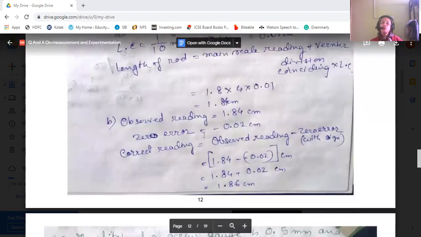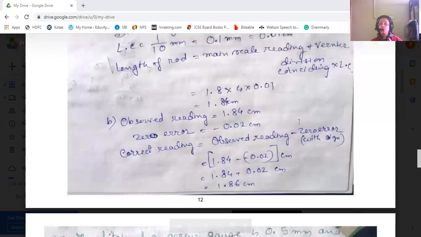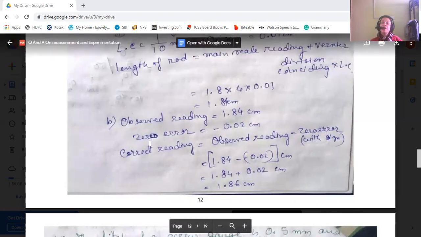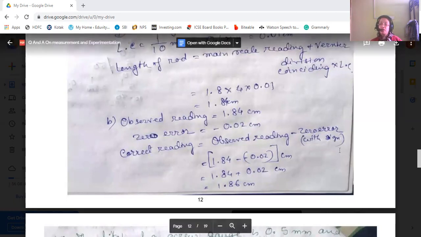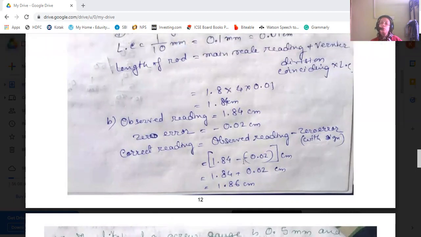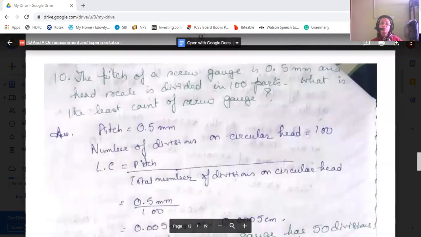But the instrument possesses a zero error of 0.02 centimeters. So the correct reading will be the observed reading minus the zero error with its sign. As it is a negative zero error, 1.84 minus, within the bracket, minus 0.02. So that becomes minus into minus, that is plus. So 1.84 plus 0.02 is 1.86 centimeters.